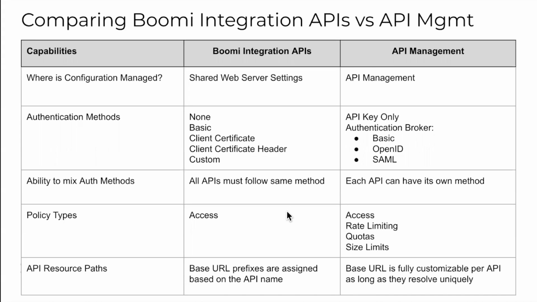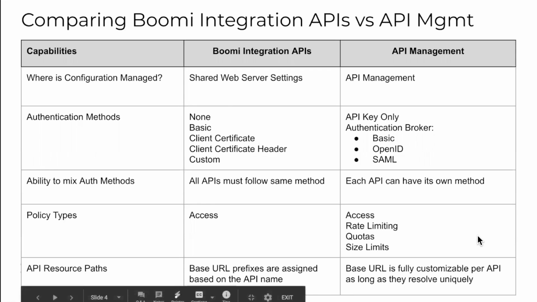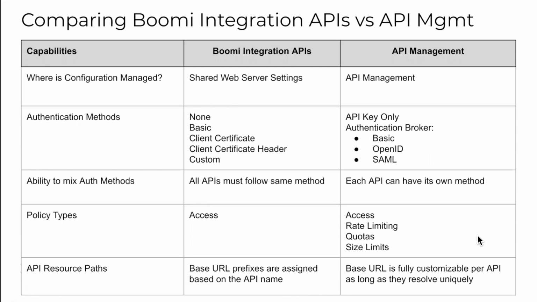With respect to policy types, within Boomi integration APIs, it's simple. It's access or no access. So it's pretty Boolean. But within API management, again, more feature rich here. Not only can we provide access and revoke that access, but we can do things like rate limiting, set quotas, and set size limits for message sizes.